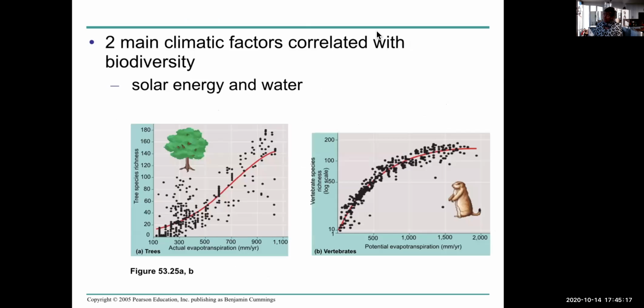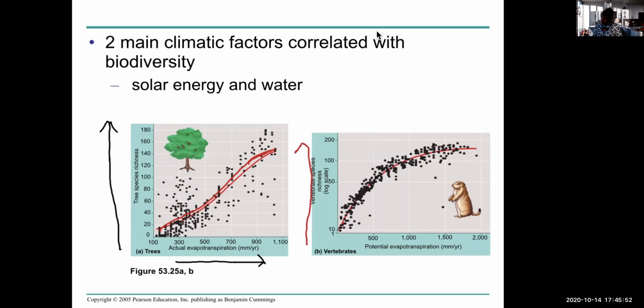So the climate factors correlated with diversity are solar energy and water. Here's a couple of graphs to show that. In this case, the y-axis is tree species richness going up, and the x-axis is evapotranspiration, which is a measure of the amount of water available and the amount of sunlight, since sunlight evaporates water. And this best fit curve shows that generally species diversity increases with solar input and water.